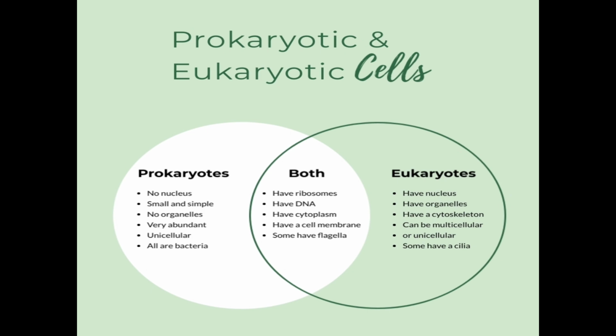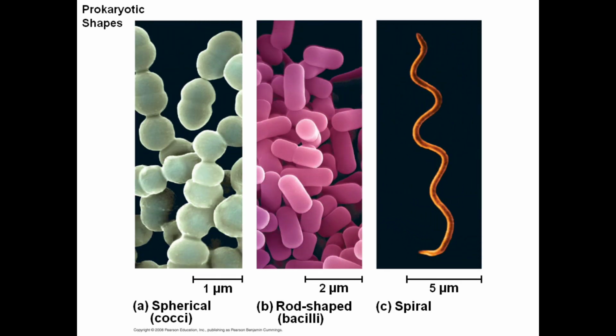But in between there are some similarities of prokaryotic cells and eukaryotic cells: they both have ribosomes, both have DNA, and they both have cytoplasm, a cell membrane, and flagella. Now, the shapes of the prokaryotic bacteria: some are cocci, which means spherical, some are rod-like, bacilli, and some are spiral.